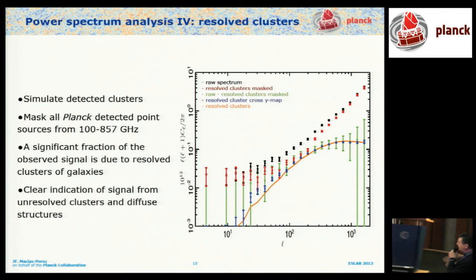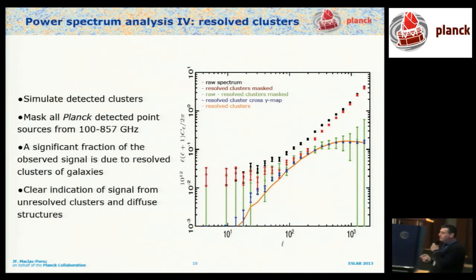So you have here the power spectrum as a function of multipole of the original map in black, and of the resolved clusters here in orange after simulation. And the one you have in red is actually the power spectrum of the Compton y parameter map once you have masked the clusters. So we mask the clusters, we take the power spectrum, and just by taking the difference of the black and the red, you get the green curve, which will be the power spectrum of the resolved clusters. So you can see that the expected power spectrum and the measured one are really consistent.